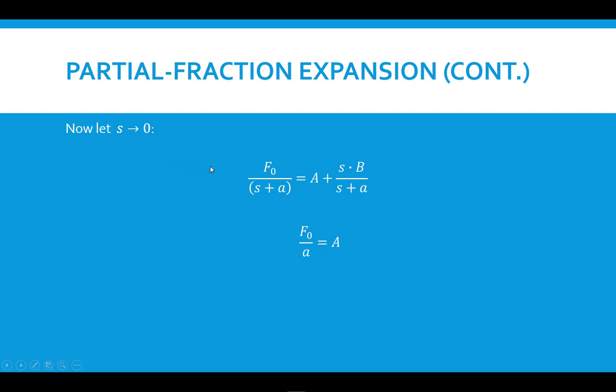We're going to let s go to 0, and when we do this, we wind up with an expression for A, which was one of the constants on the right-hand side. Capital A is equal to f0 over a.